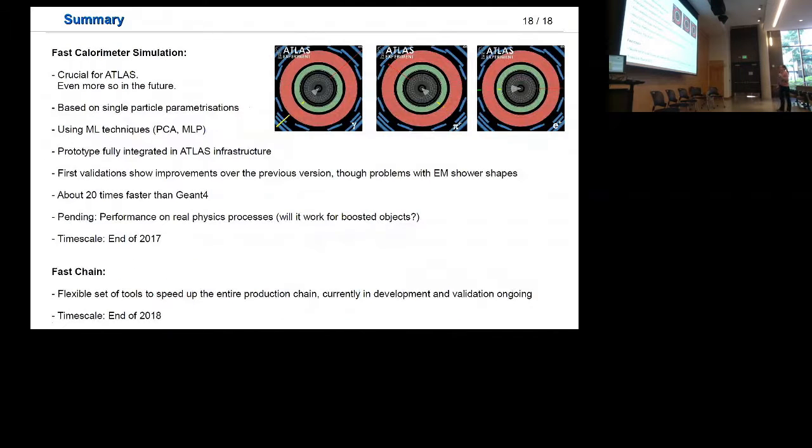So, in summary, fast simulation is absolutely crucial for the success of ATLAS, now and even more in the future. FastCaloSim is based on single particle parameterizations. We are using machine learning techniques a bit on the low-tech side. We use PCA and MLP, but what we see in our prototype is that it looks alright. We do have some problems with the EM showers that we still have to solve. FastCaloSim is roughly 20 times faster than Geant4.